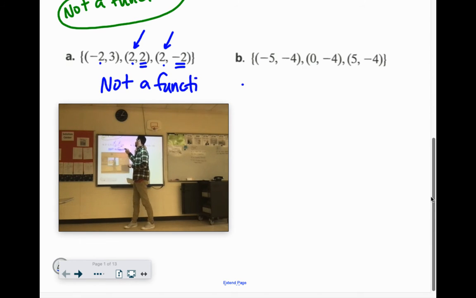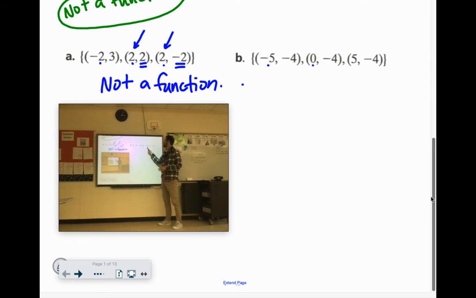It's not possible. Again, functions are equations. Looking at B, we have -5, 0, and 5. All the x's are different, so it automatically can be a function.